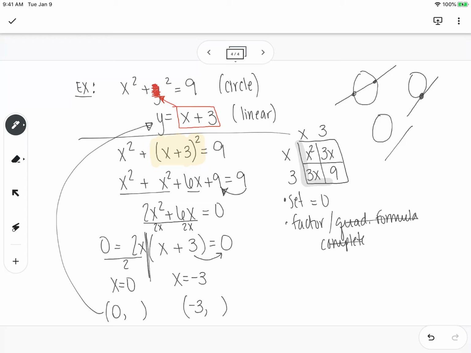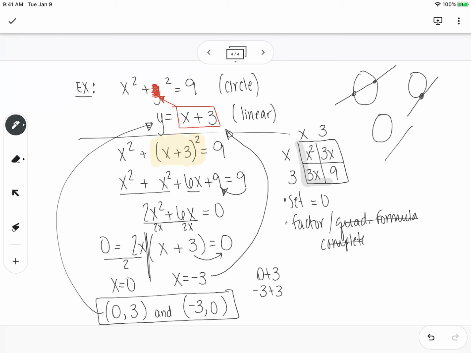So this first one, when I plug in 0, I get 0 + 3, which is 3. Now when I plug in my -3, I get -3 + 3. What's -3 + 3? 0. So I have two solutions. So my line and my circle cross at (0, 3) and (-3, 0).